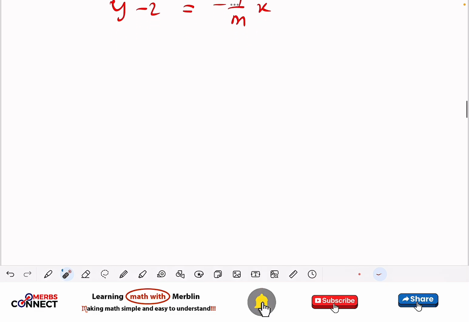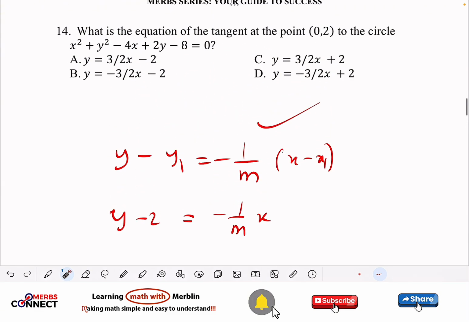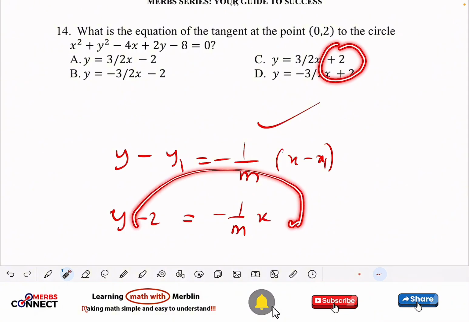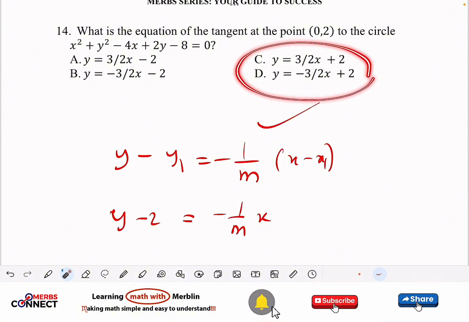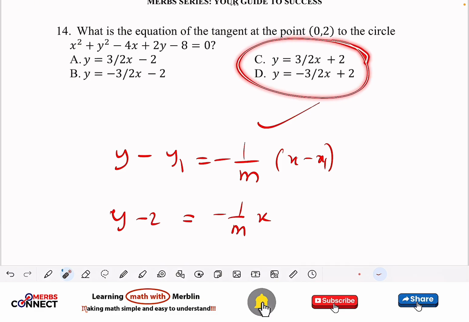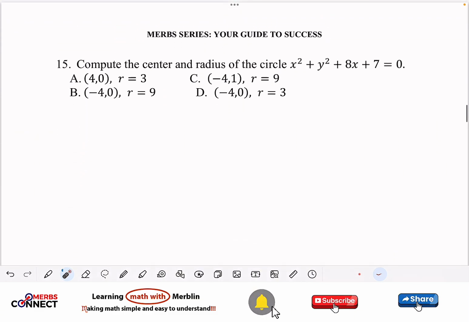Okay. Can I even choose the answer from this without solving? No, because they are all plus. When I move this one here, oh, yeah. So they are all plus. So the answer will be one of these. So try it and leave the answer in the comment section.